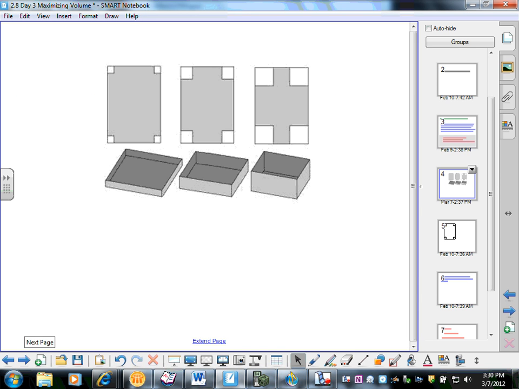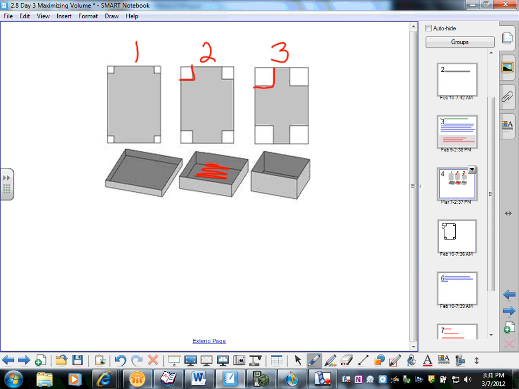Got 3 different scenarios. In the first box, looks like they just cut out little corners on each. When they fold up those flaps, it makes a box, holds a little bit. In the second scenario, what they've cut out is a little bit bigger in each corner. And it looks like the box may hold a little bit more. Third scenario, even bigger cuts still.